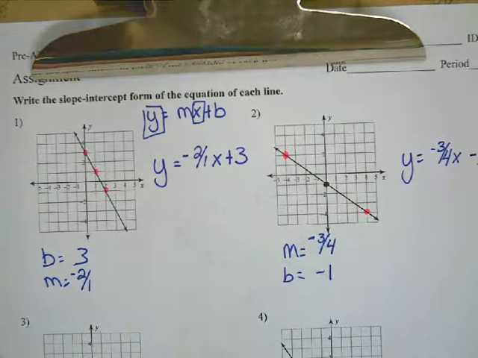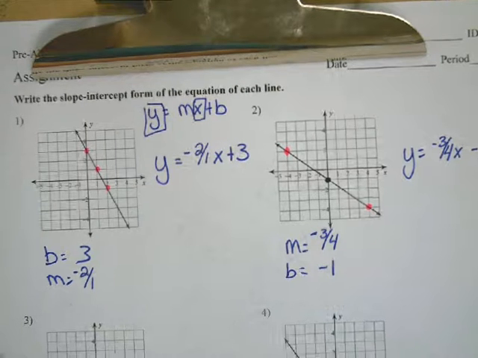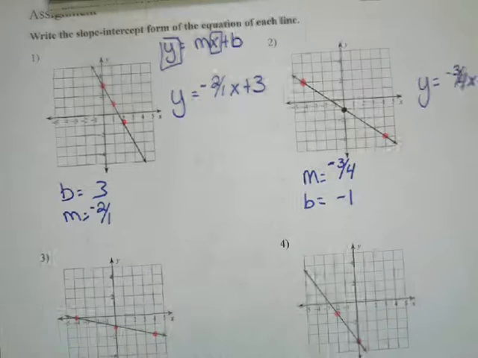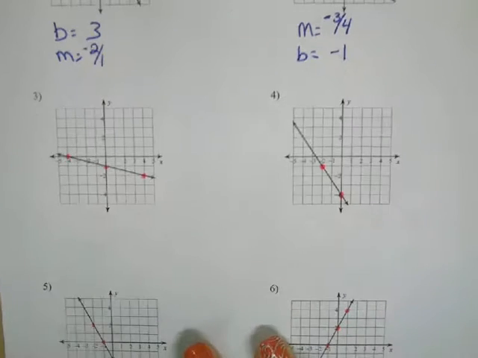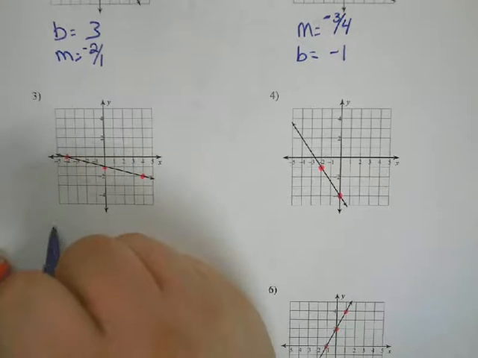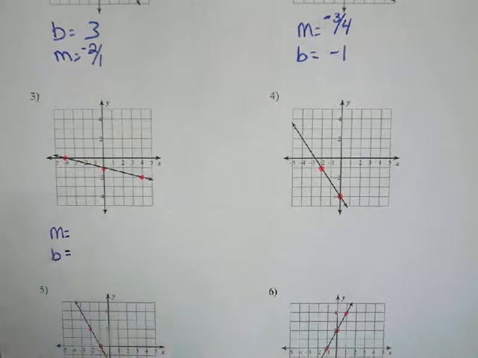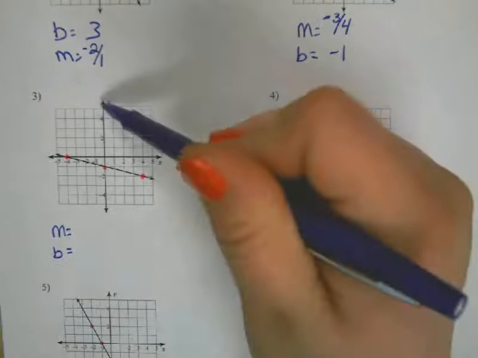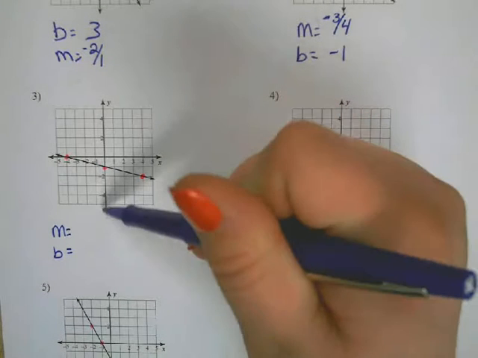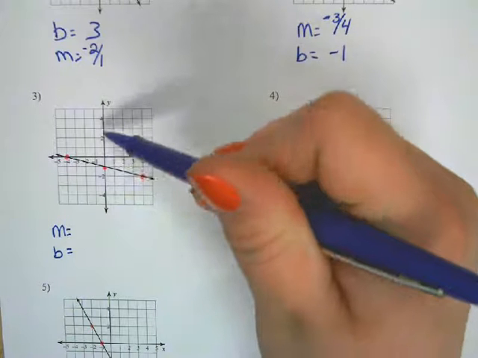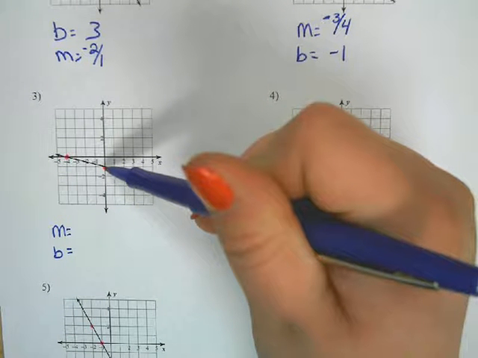Questions? There's a few confused looks. Okay, so let's try number 3. So first thing I want to come up with is my m and my b. So my b, remember, is that point where it crosses the y-axis. So I'm looking at my y-axis. What point does that cross it? Negative 1. Does everyone see how I'm getting that? Yeah. Okay, so b is negative 1.